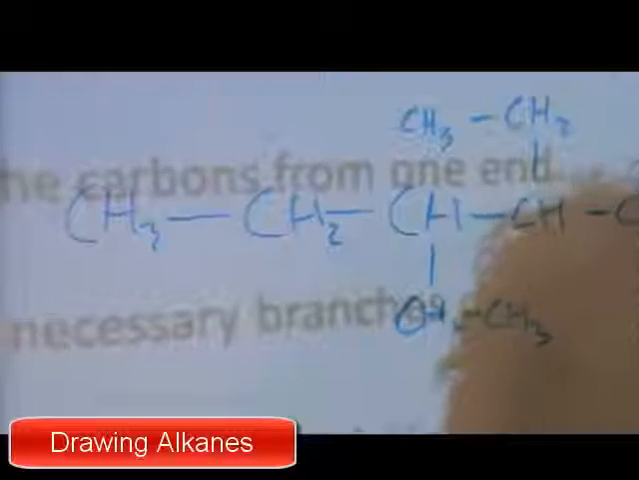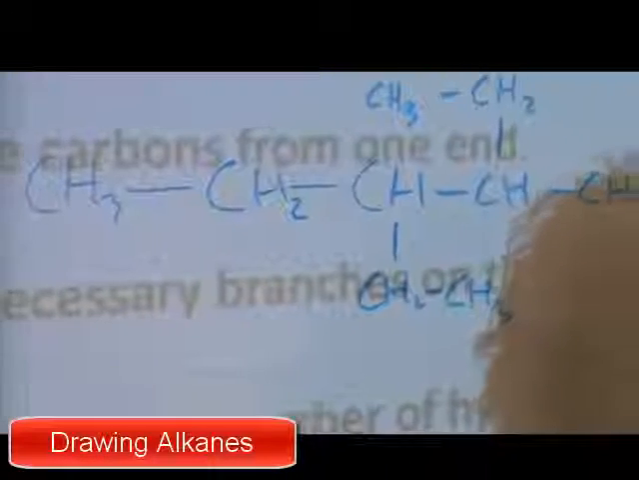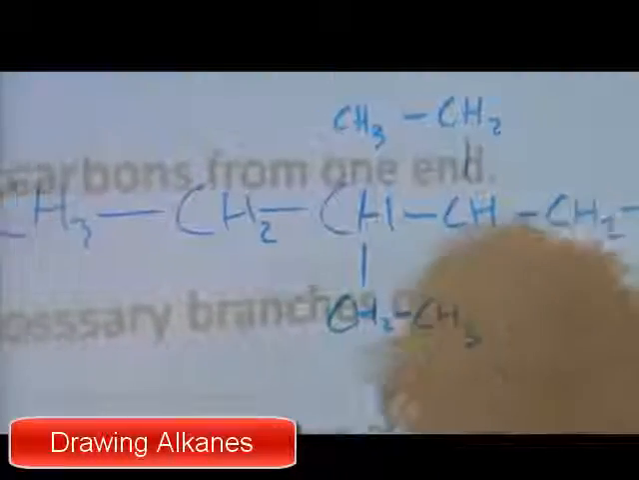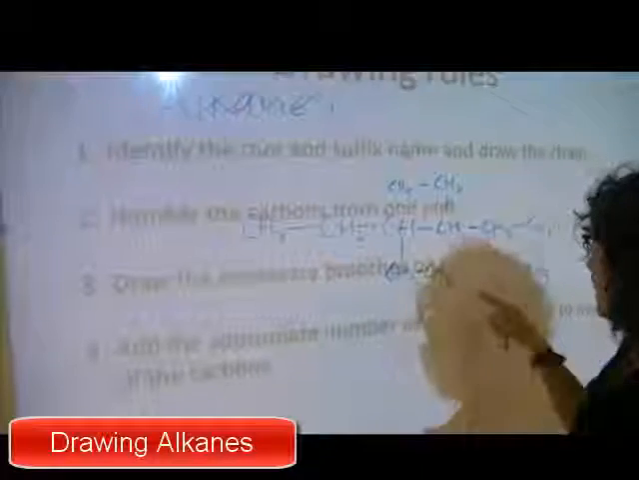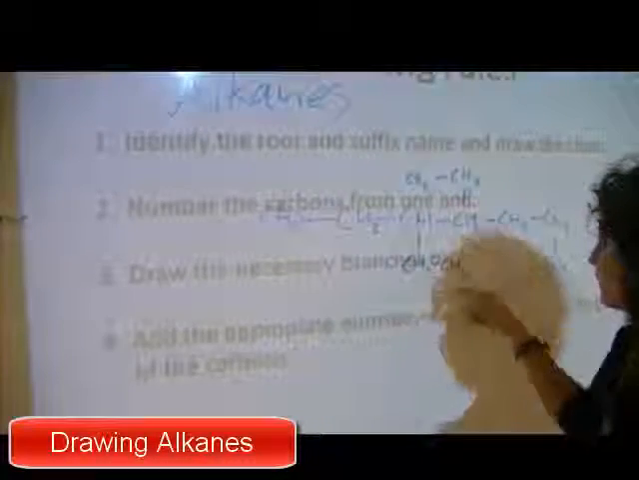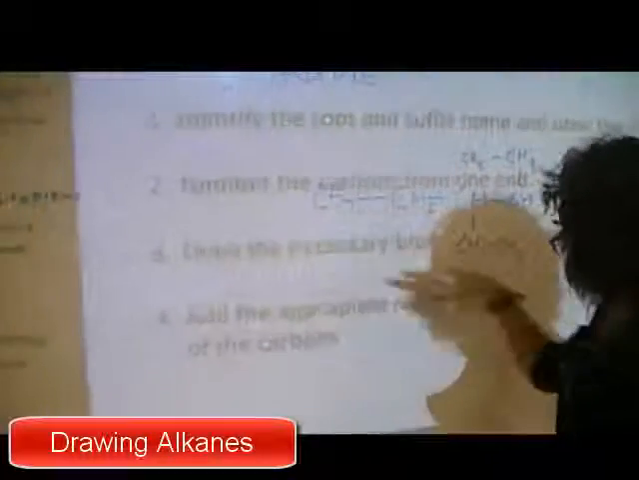five, six, 7. Here we can see the parent chain of 7 carbon atoms with 2 ethyls in places 3 and 4, numbered from left to right.